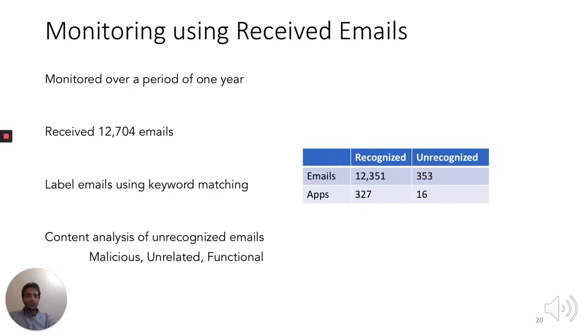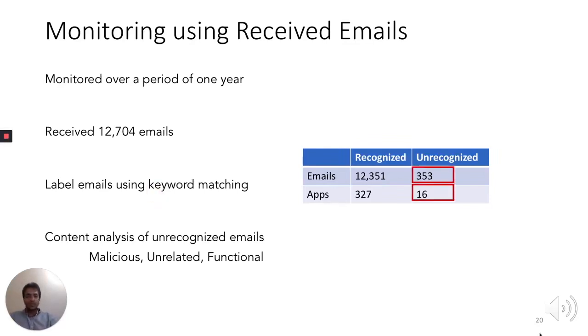So we monitored emails over a period of 1 year. We used a catch-all email account that acts as a control to eliminate any random noise. In total, we received 12,704 emails. We labeled these emails using keyword matching, and 353 emails were labeled as unrecognized, which were received on the honey tokens shared with 16 apps.